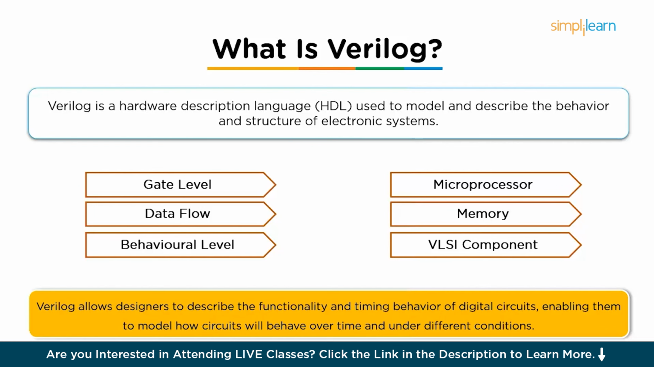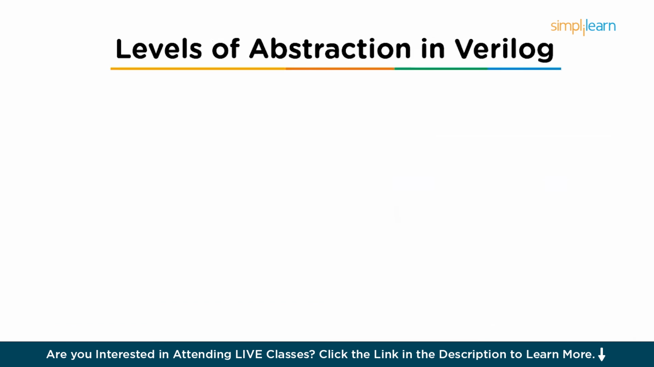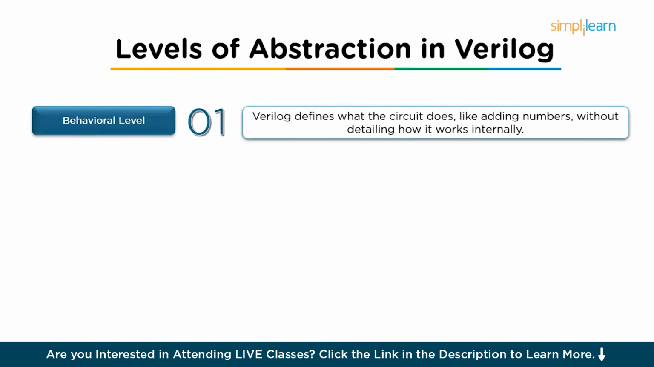So this is very crucial in the VLSI design process as it allows engineers to conceptualize and validate complex designs before actual hardware implementation. Now let's jump into the levels of abstraction in Verilog. So there are different levels. The first one is the behavioral level.